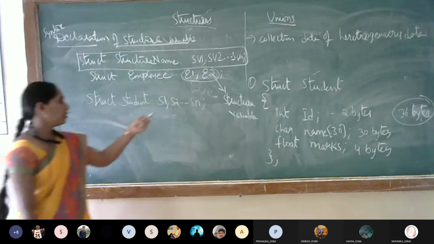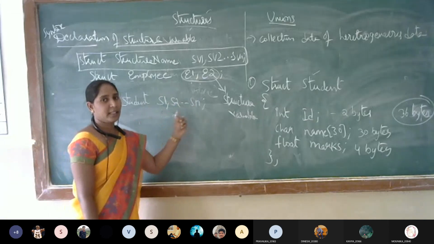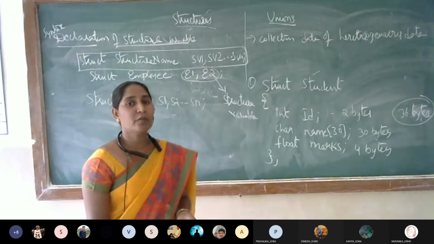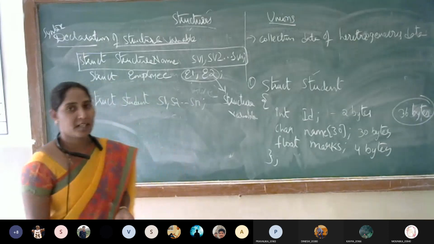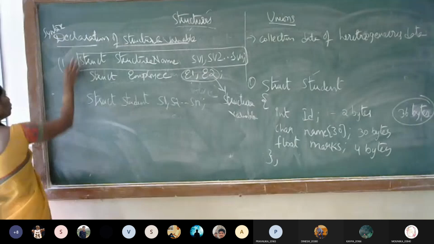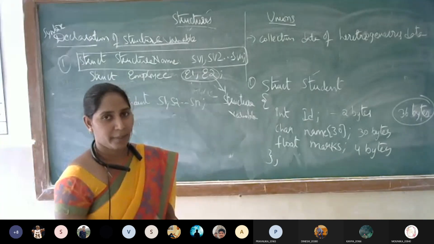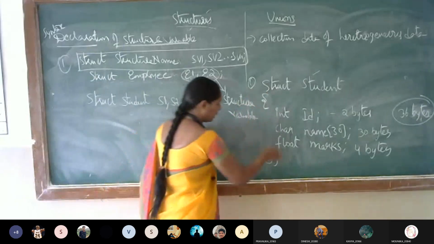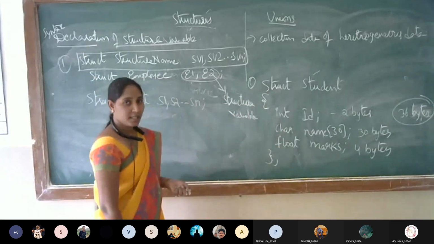So S1 indicates the first student, S2 indicates the second student, S3 indicates the third student. This is one way of declaring the structure variables. And we can also do it in the second method. What is the second method? Specify the same structure.